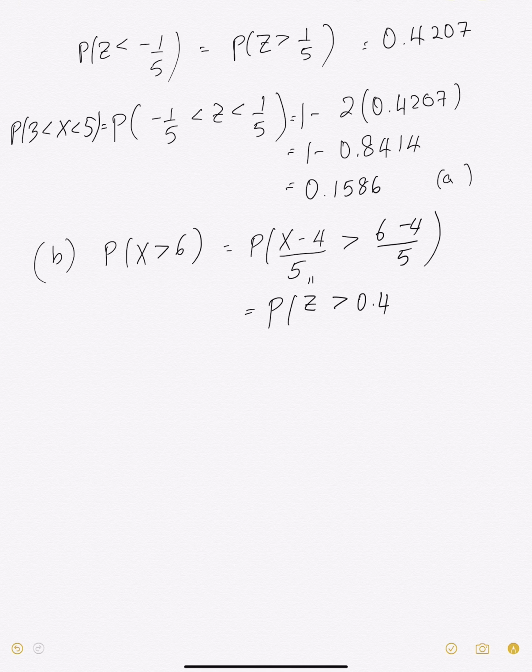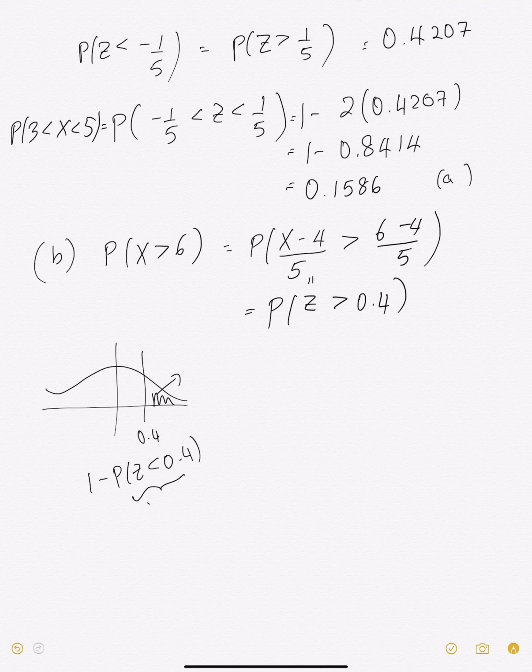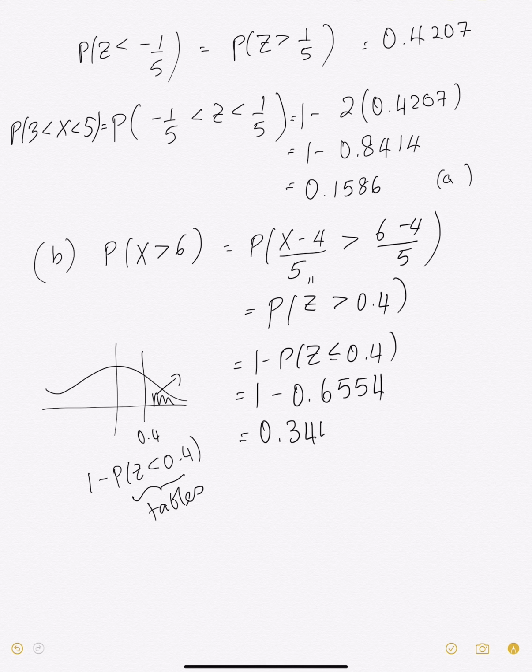What is 2/5? 0.4. Okay, how do you find the probability that z is bigger than 0.4? How do you find this? That is 1 minus the probability that z is less than 0.4, which is what you have in the tables. Okay, and that is 0.6554. And that is 0.3446. Okay?